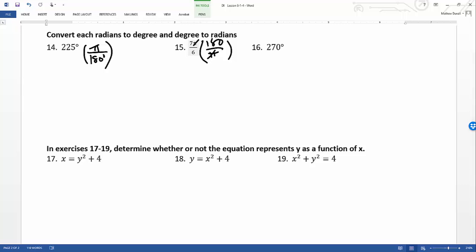And so for 225, that's going to be 5 pi fourths, because you can reduce by 5, etc. And then for this next one, 7 pi over 6. Well, the 6 and this, that's 30, so that's going to be 210 degrees.